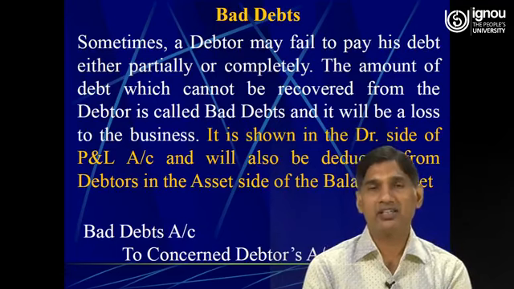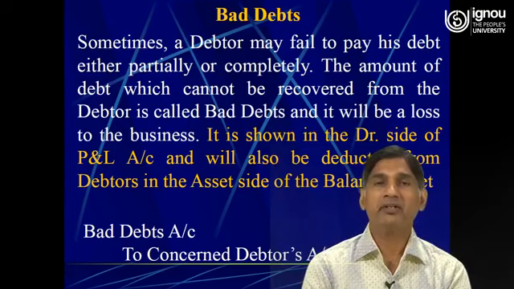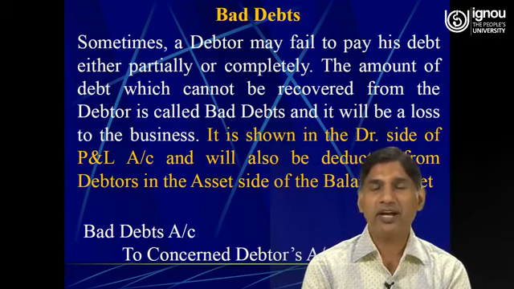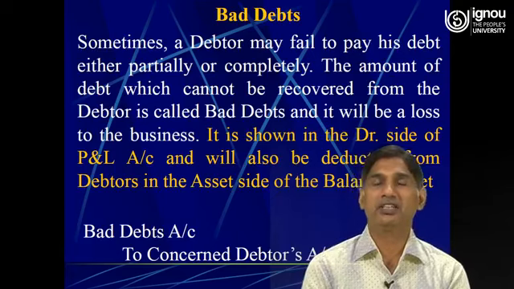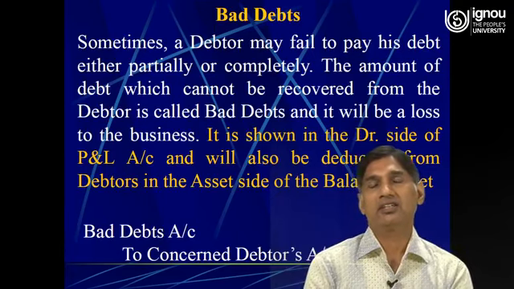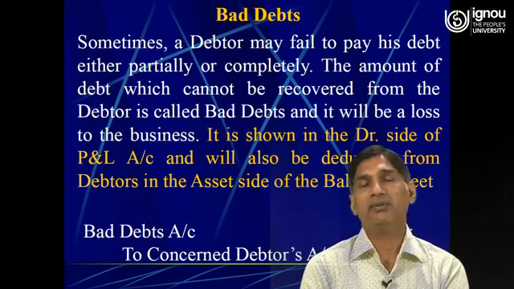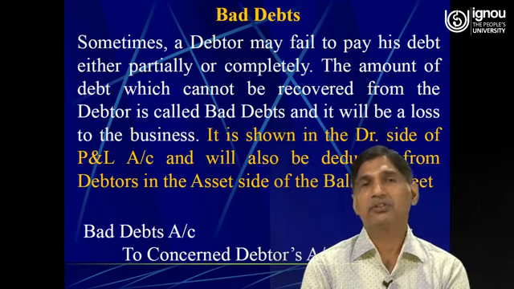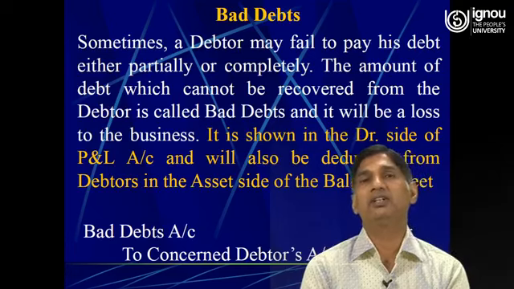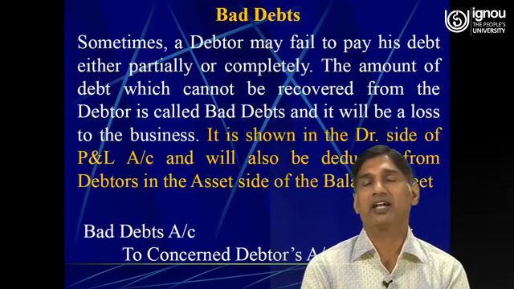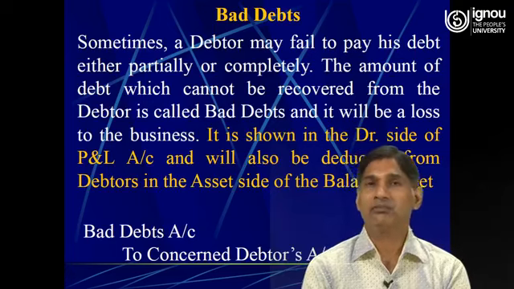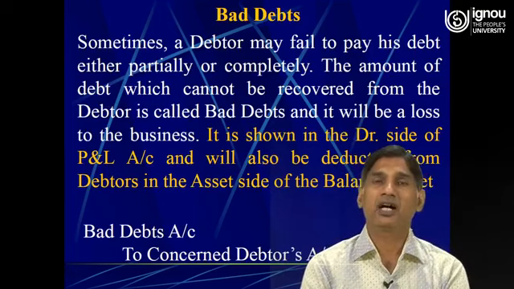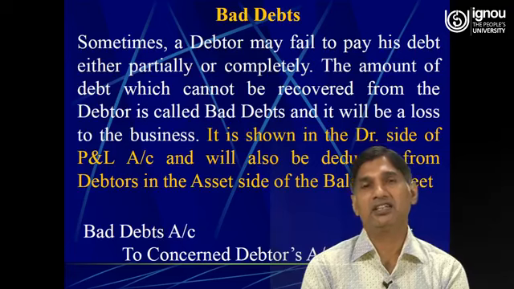Since the amount of bad debts is shown in the adjustments, or outside the trial balance, it must have its impact at a minimum of two stages. First, the bad debts will be shown on the debit side of profit and loss account, and the other adjustment is that the amount of bad debts will also be deducted from the amount of debtors on the asset side of the balance sheet. This is how the amount of bad debts is treated while preparing the financial statement of the business.